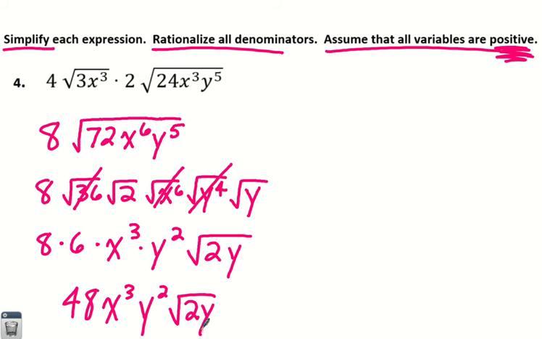And that one's done because of these directions, I don't even need to think about if absolute value is technically needed anywhere. So that's done.